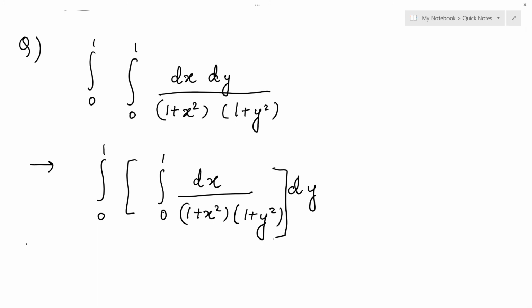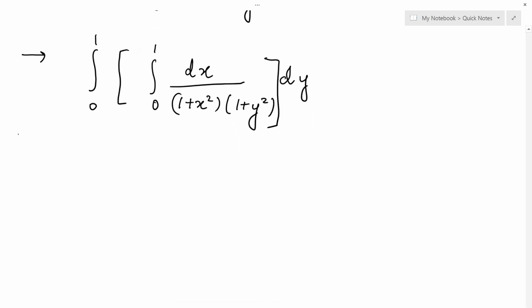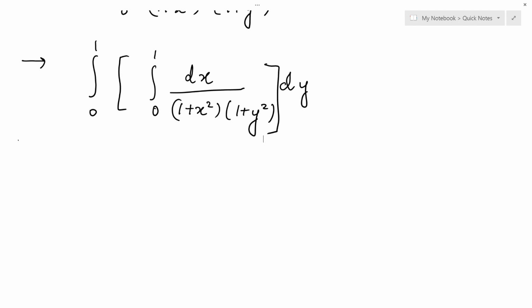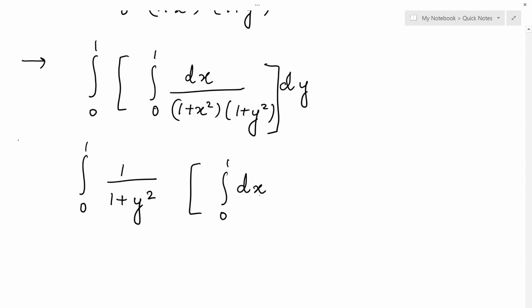Now you can do it directly or do by I1, I2. Let me do it directly only. Let me solve the inner integration. In the inner integration, we can see that 1 plus y square is constant because we are integrating with respect to x. That 1 upon 1 plus y square can be taken outside the integration. So inside I am left with what? 0 to 1 dx upon 1 plus x square.